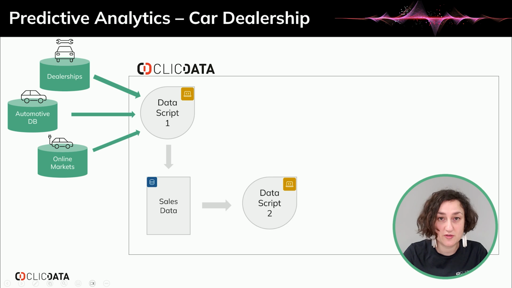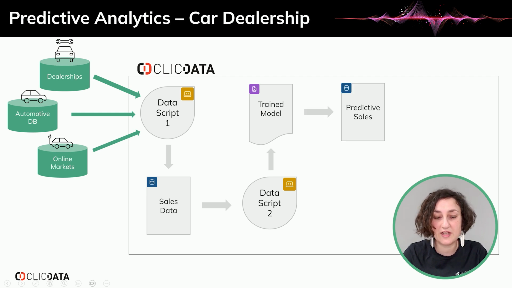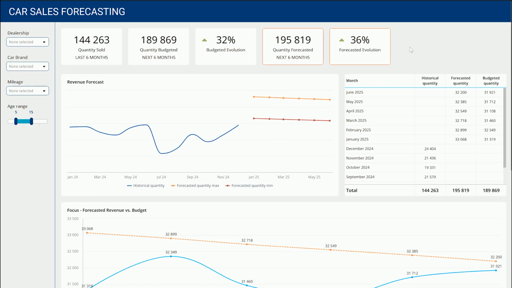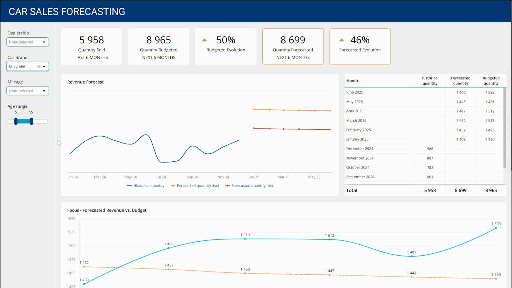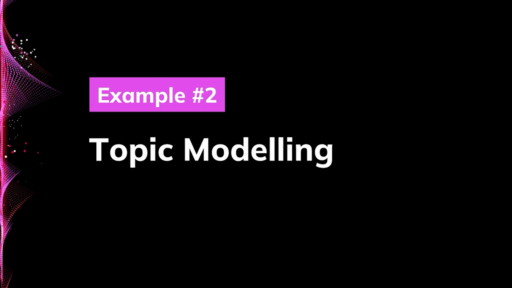Minjun then uses more scripts to train a sales prediction model, feeding it historical sales data along with relevant features. He tests and fine-tunes the model until it is ready to predict sales for cars brought to the markets. Finally, Minjun creates a dashboard using these predictions, allowing users to explore predictive car sales by features like mileage, age, and brands.